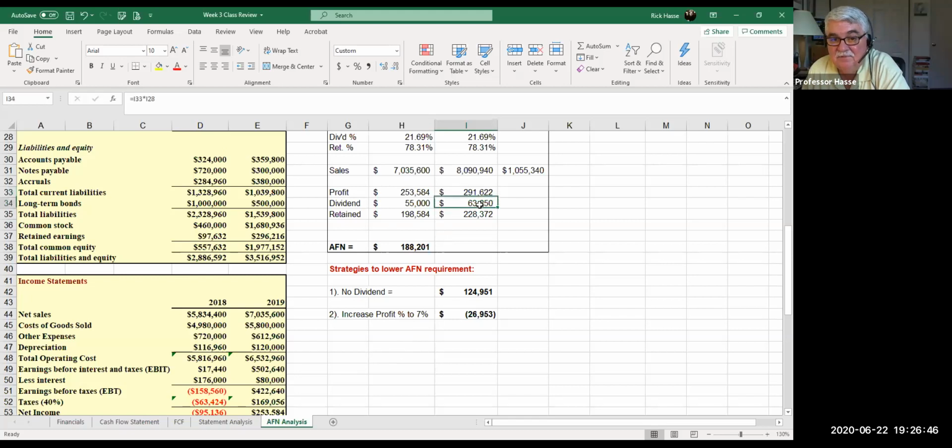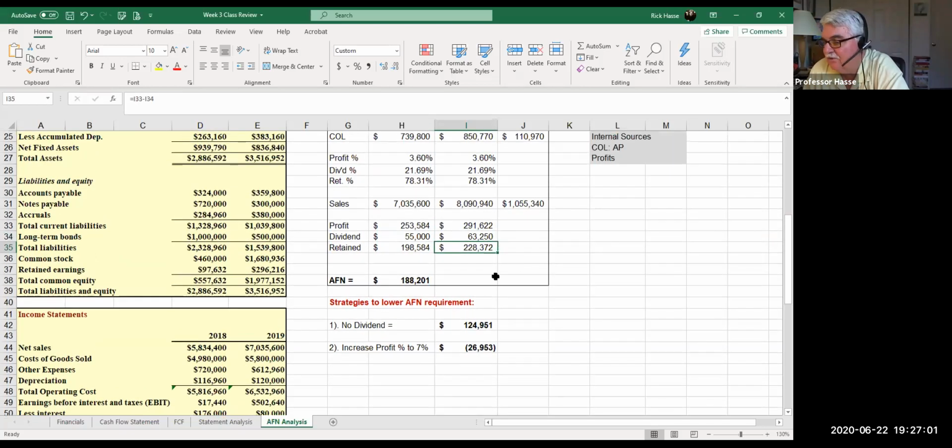If I maintain the same dividend payout of 22 cents a share, there's my dividends for next year. Got to keep the shareholders happy. So my retained earnings is going to go up by about $30,000. So I got $30,000 of additional capital that I can use next year if I maintain my budgets.